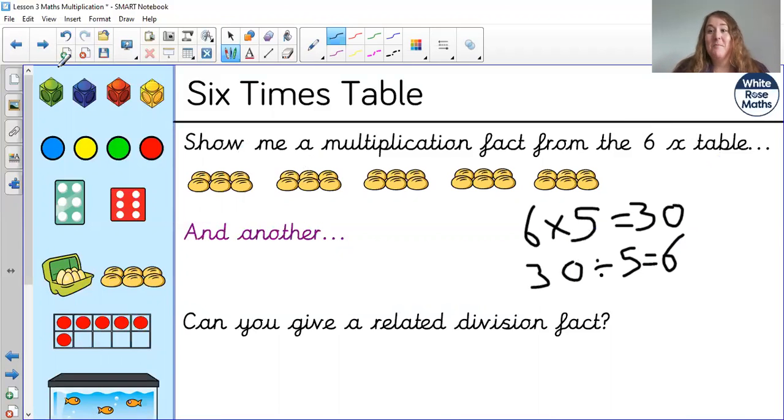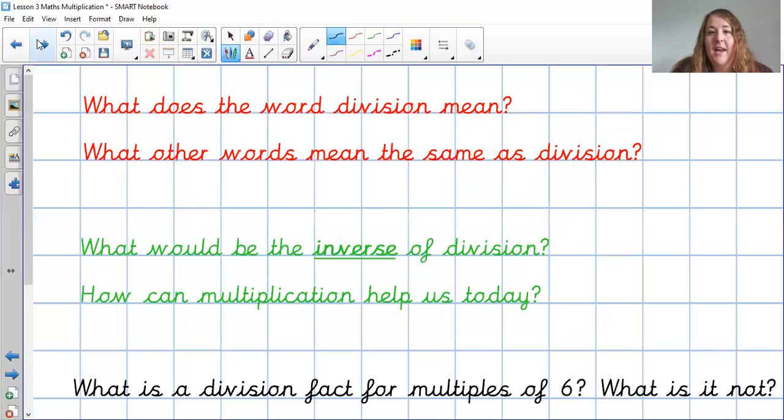Well done, guys, that looks brilliant. We're going to move on now, and we're going to talk about what division means. So yesterday we looked at different words for multiplication. What other words are there for division? What words mean the same as division? Maybe if something's divisible by it, shared equally into groups, the word divide, and we're going to be thinking about the inverse of division today.